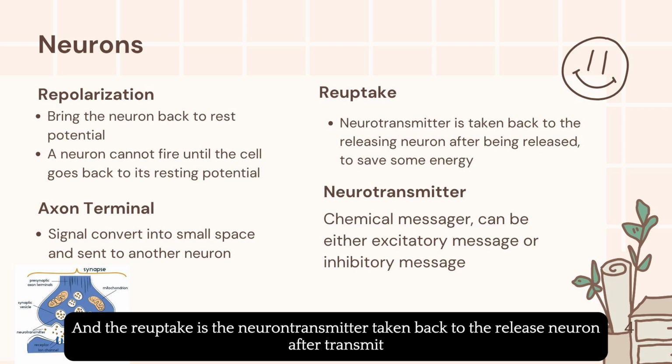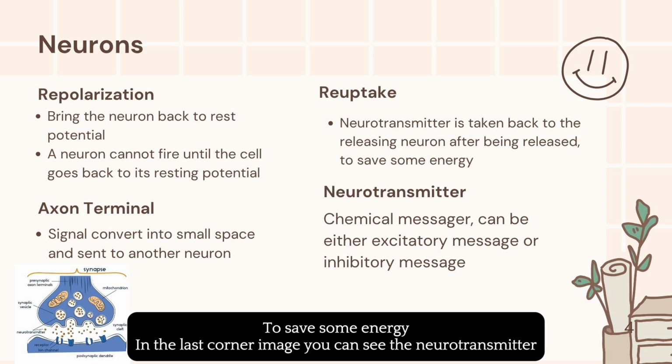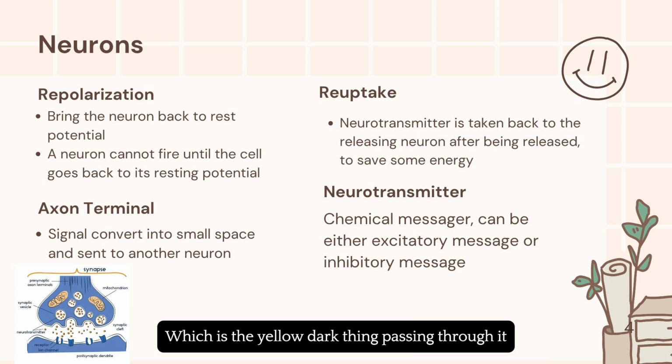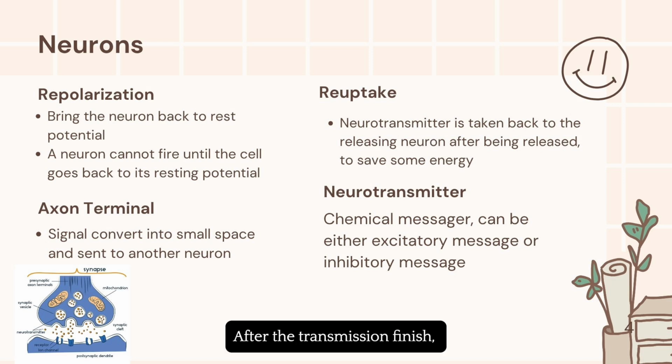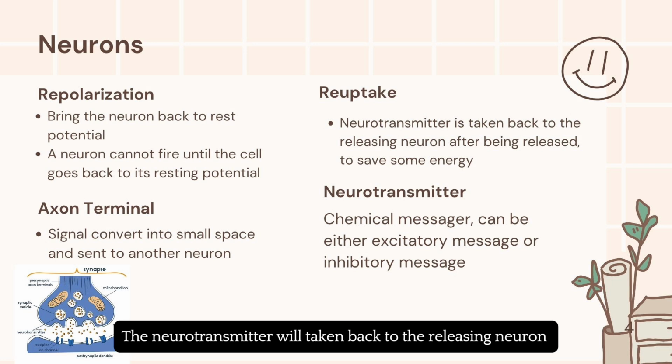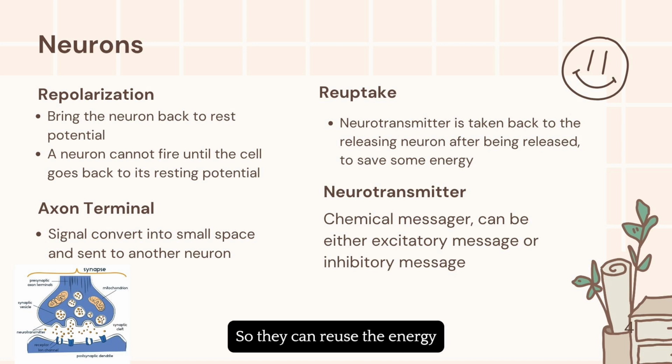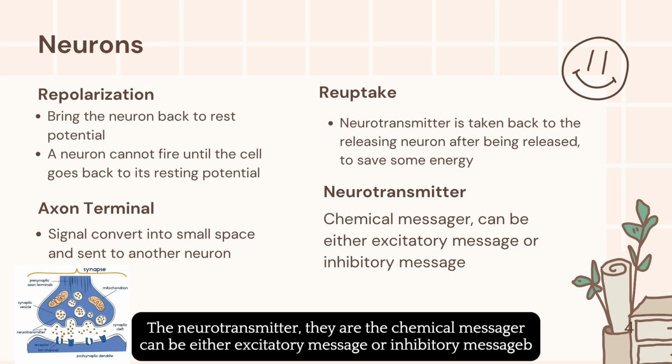Reuptake is when the neurotransmitter is taken back into the releasing neuron after transmission to save some energy. You can see in the left corner image the neurotransmitter, the little yellowish dots, passing through. After the transmission is finished, the neurotransmitter is taken back to the releasing neuron so they can reuse the energy. And neurotransmitters are chemical messengers that can carry either an excitatory or an inhibitory message.